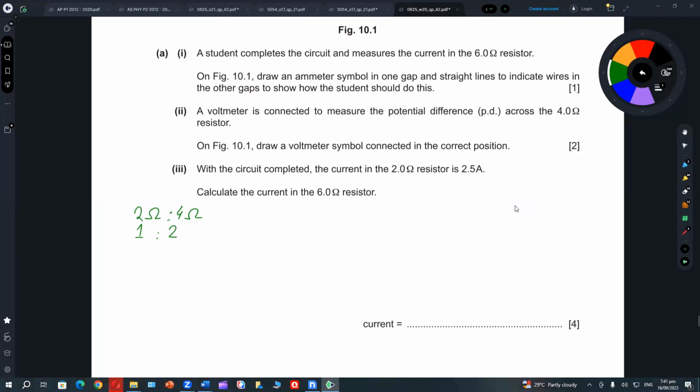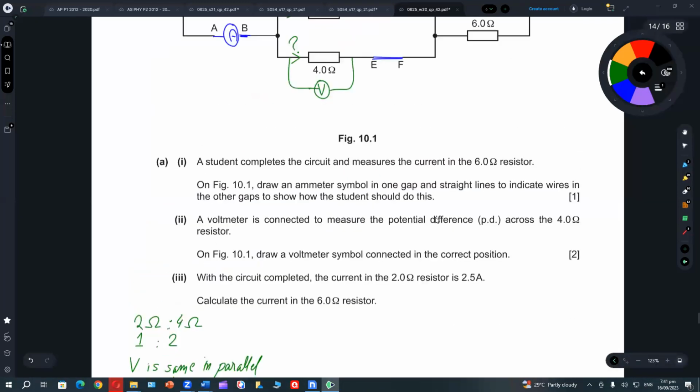In parallel, voltage is the same. In parallel, resistance and current are inversely proportional. It's a reverse ratio. So the ratio is 1:2.